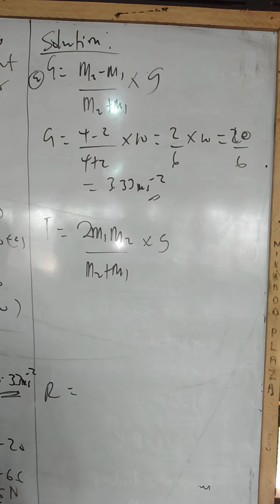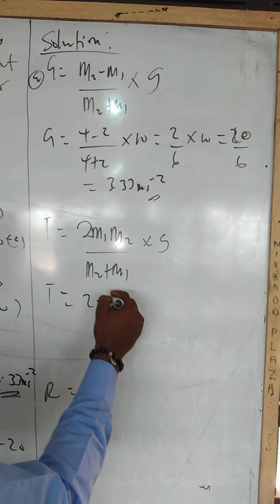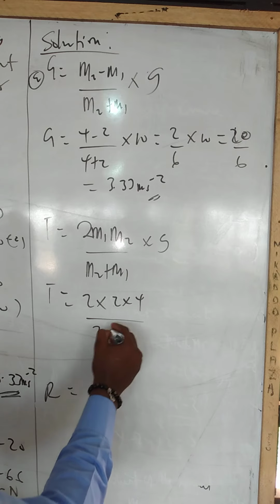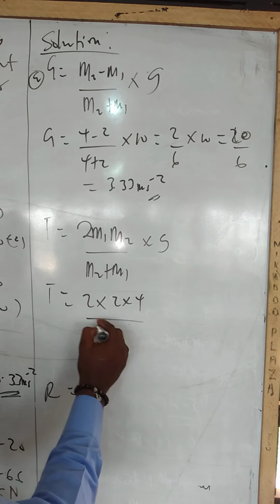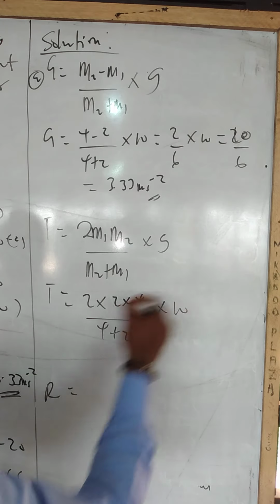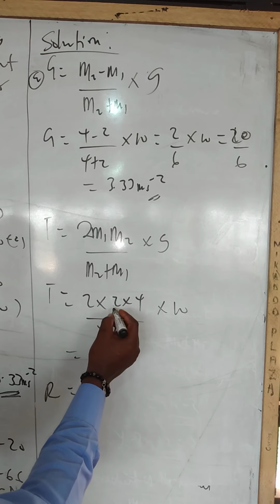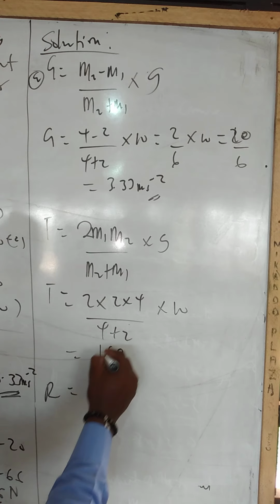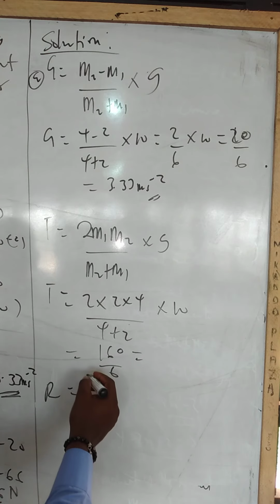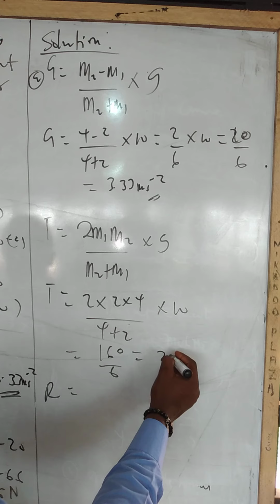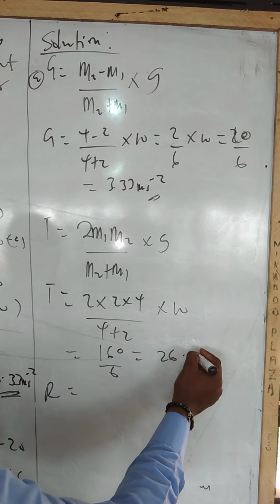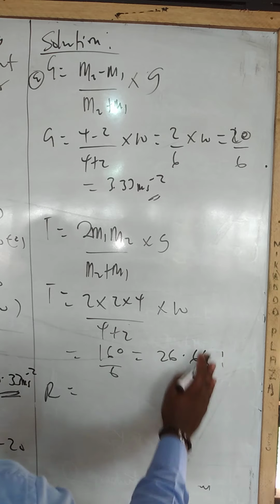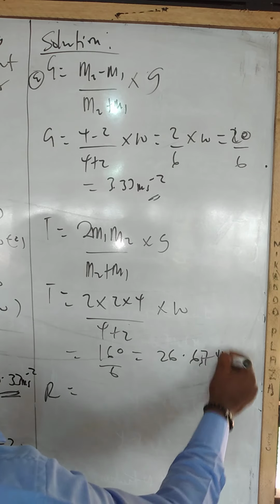Then our tension T is equal to 2 times 4, all over 2 plus 4, times 10. This is the same as 2 times 2 is 4, 4 times 4 is 16, 160 all over 6. 160 over 6 will give you 26.67 Newton.